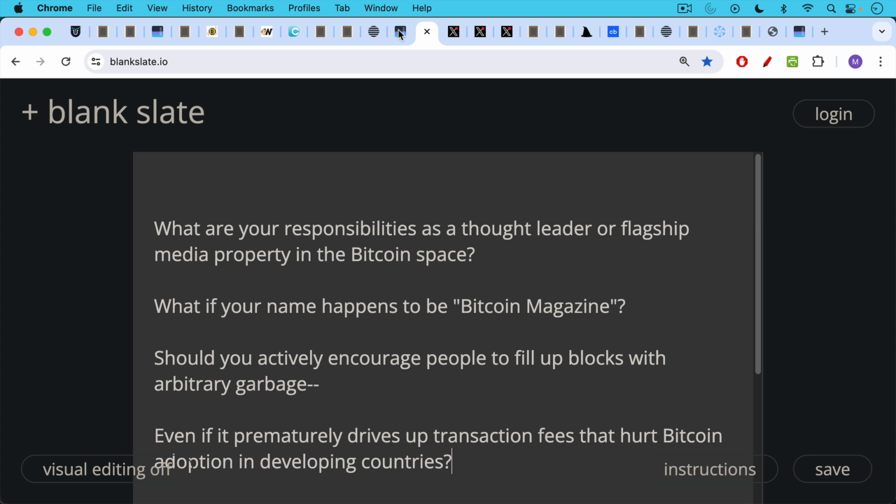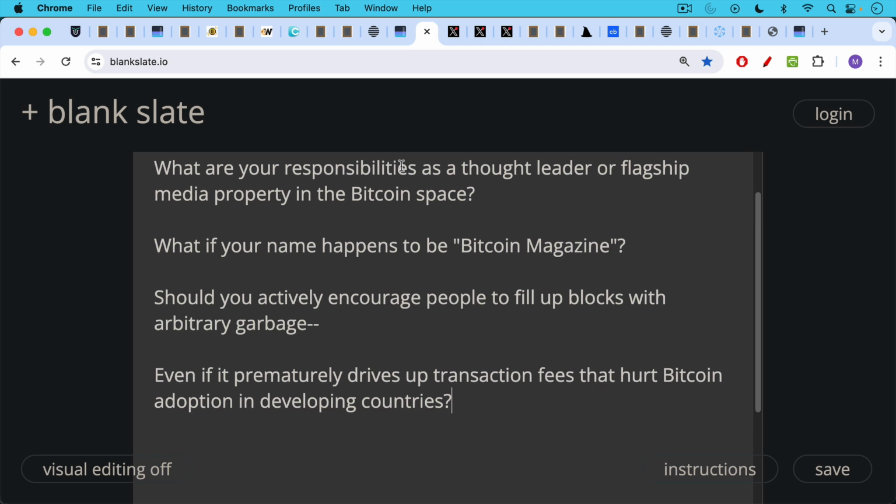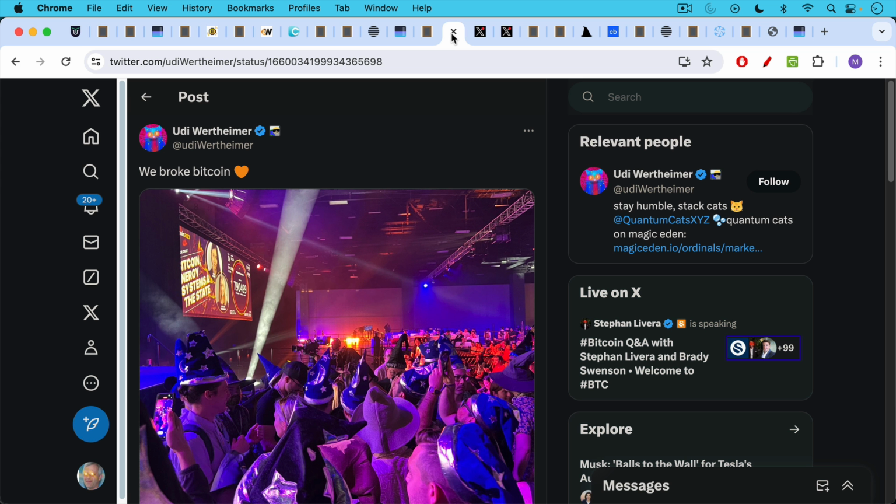Now, what are your responsibilities as a thought leader or flagship media property in the Bitcoin space? What if your name happens to be Bitcoin Magazine, for example? Should you actively encourage people to fill up blocks with arbitrary garbage, even if it prematurely drives up transaction fees that hurt Bitcoin adoption in developing countries?